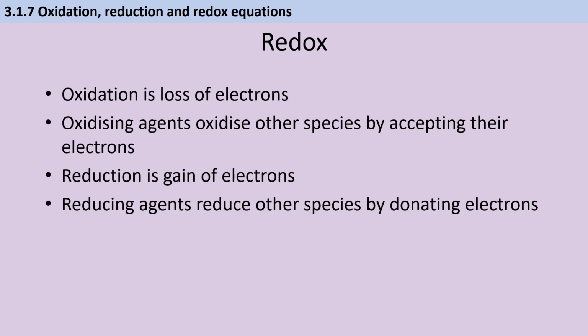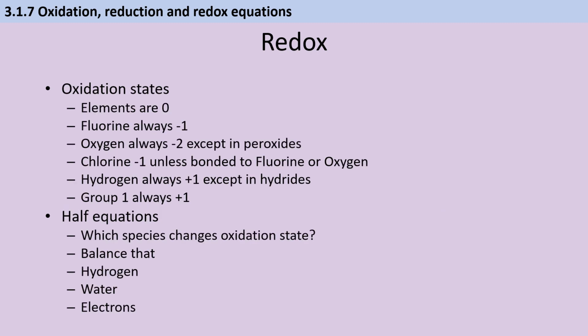We then move on to redox reactions, and you know from GCSE that OIL RIG exists, so oxidation is loss of electrons and reduction is gain of electrons. But in year 12 we learnt that oxidising agents oxidise other species by accepting their electrons, and reducing agents reduce other species by donating their electrons. Oxidation states are a numerical way of representing how electrons move within redox reactions.